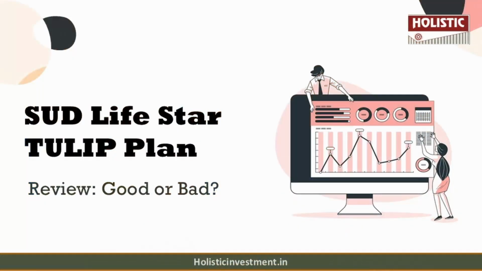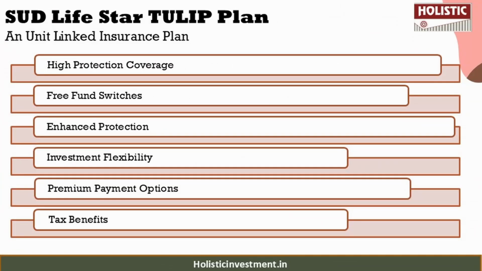Now before analyzing this policy, let us first understand a few basic details about it. This is a protection-oriented unit-linked life insurance plan. Some of the key features of the policy are you get to enjoy coverage up to 30 times your annualized premium under this policy, and you can make up to 12 switches per policy year without any charges. You can strengthen your plan with optional rider benefits.